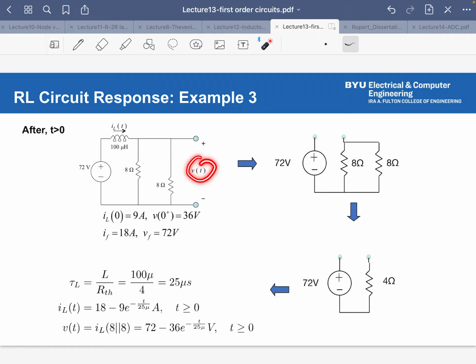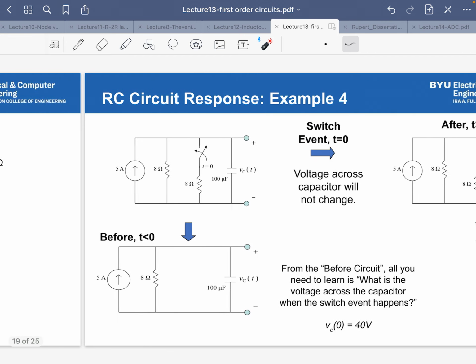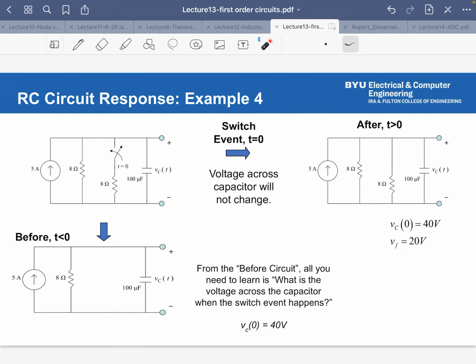Now, if we want to find this particular voltage, the current basically gets split between these two 8-ohm resistances, or I guess we could think of the current running through the parallel combination of 8 ohms with 8 ohms. So the voltage is going to be IL times 8 in parallel with 8, which would be 4. So we're just going to take IL and multiply by 4, and that gives us the voltage at this terminal. All right, so there's example 3.